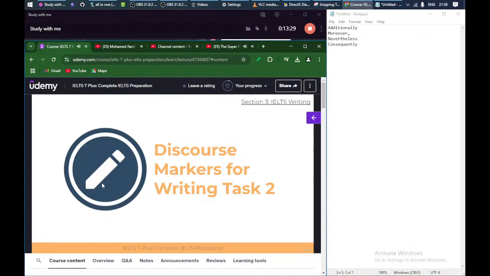Now, there's something I want to say before I show you examples of use. So in this lesson, I'm going to show you how I use some of these discourse markers against task 2 questions, just to give you a bit of a deeper understanding. But before I do that, I just want to say this: don't overuse discourse markers in every sentence opener.